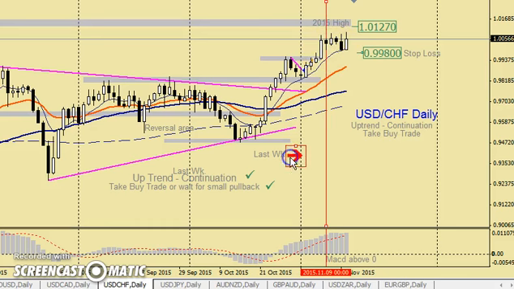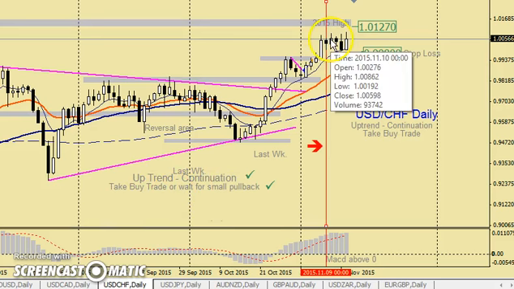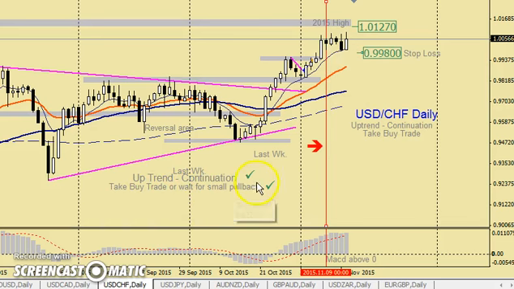Okay, so this was the start of the trading week right here with the red vertical line. And I did say we were in an uptrend continuation. Take a buy trade right then and there, or wait for a small pullback. And if you would have taken a buy trade, your stop loss would have been just below the 8 EMA or this gray rectangle. So pretty good stop loss area right there. Price never did reach there.